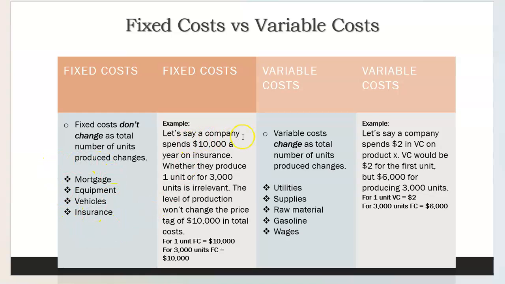So let's say a company spends $10,000 a year on insurance. Whether they produce 1 unit or 3,000 units, it's irrelevant. It doesn't change. It remains $10,000. The level of production won't change the price tag of $10,000 in total. So if they produce 1 unit, the fixed cost is $10,000. If they produce 3,000 units, the fixed cost is still $10,000.